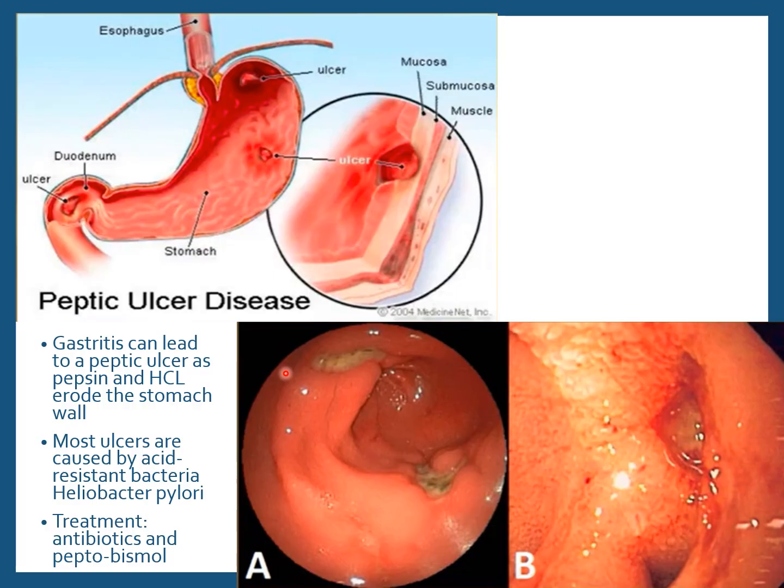Gastritis, which is inflammation of the tissue, can lead to an ulcer. But most ulcers are caused by a bacteria that's resistant to the acidic environment, known as Helicobacter pylori. And you can actually see it here. This is that bacteria, and usually it resides in the pyloric region of the stomach. It is treated with antibiotics and Pepto-Bismol.